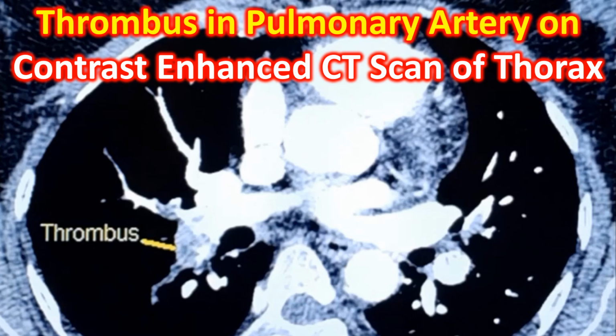Thrombus on contrast enhanced CT scan of the thorax. You know that CT pulmonary angiography is now the gold standard for the diagnosis of pulmonary embolism. Occasionally you may be able to pick up a thrombus in transit in the right heart chambers or main pulmonary artery, but that's a very rare occurrence.